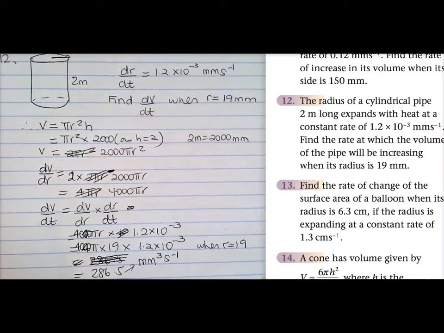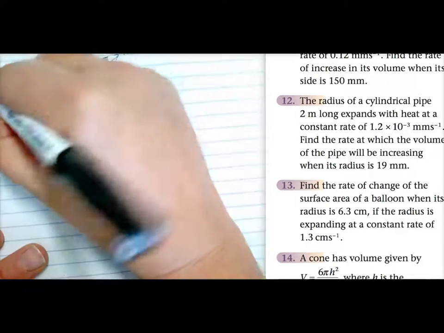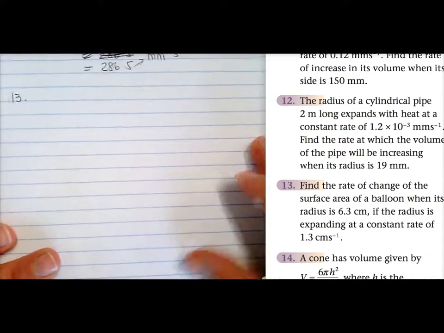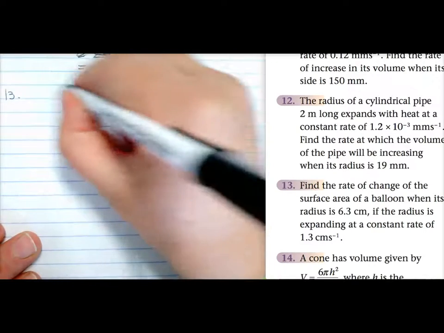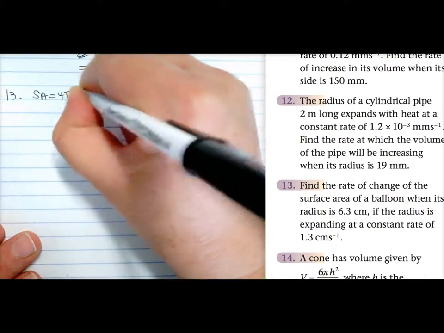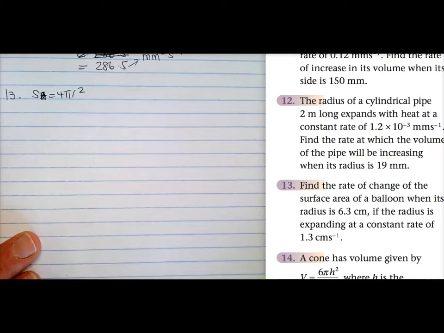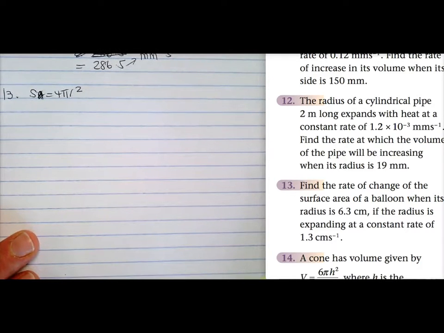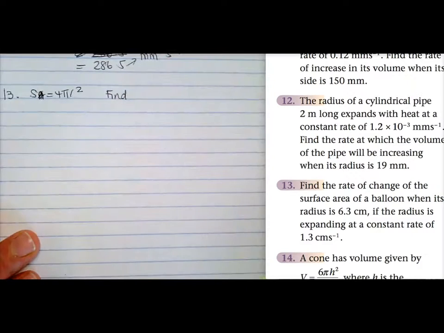Question 13. What's the surface area of a balloon? I'm just going to write little notes. Surface area of an orange. Do you remember when you did that video? Surface area is 4 pi r squared. Let's call it S for surface area. What else have you got? Find what? What's the question asking you? Find dS/dt, the rate of change of surface area.